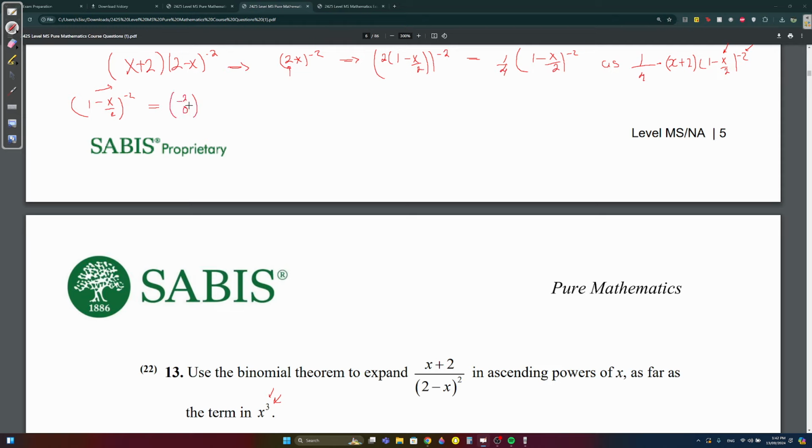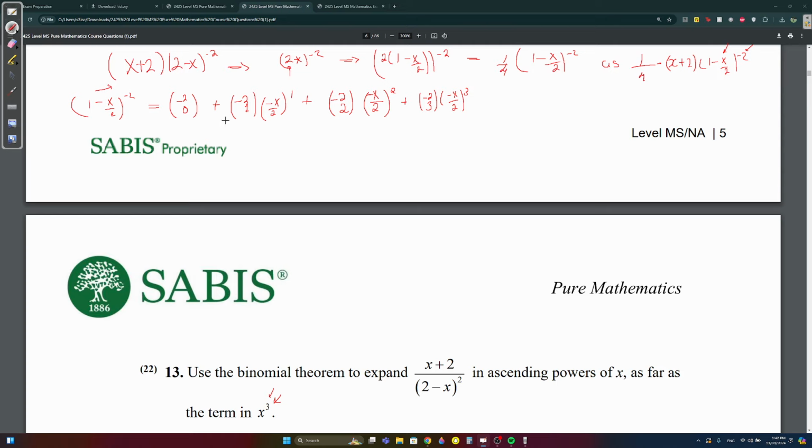For the minus 2c0, when you're expanding to infinity, it's always the first one, you just write it by itself, plus minus 2c1. Because 1 to the power of whatever, we don't write the 1, we skip it. Minus 2c1 times minus x over 2 to the power of 1, plus minus 2c2 times minus x over 2 to the power of 2, plus minus 2c3 times minus x over 2 to the power of 3.